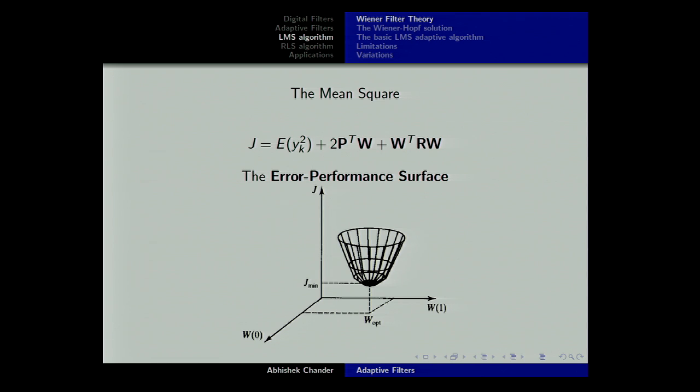In order to minimize the power, we need to get to the bottom of J, and that requires optimal values of weights. If you have more than two weights, of course, you need to imagine the structure in more than two dimensions, but the idea is the same. And it's not necessary that your error performance surface looks like a circle. You might have more than one bump, and some bumps might be deeper than others.